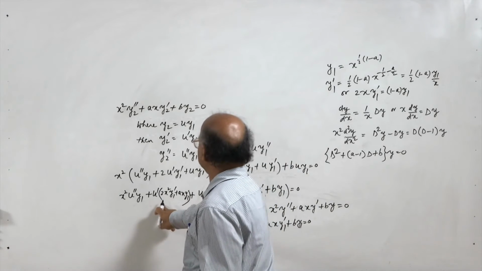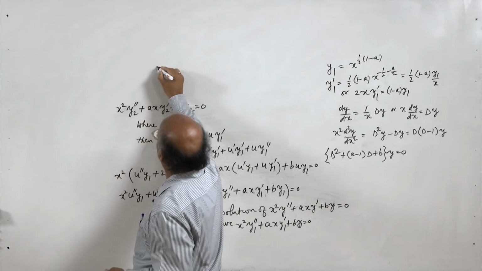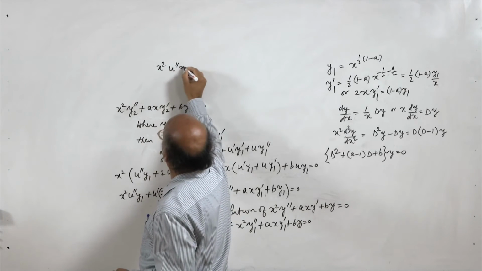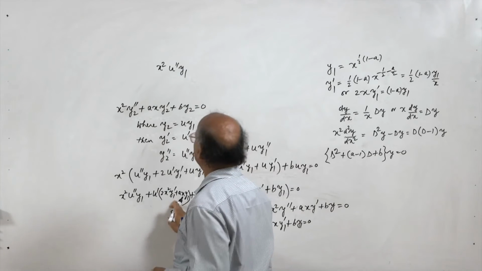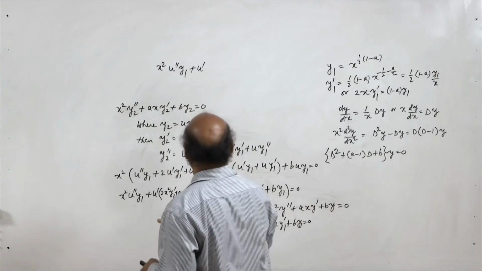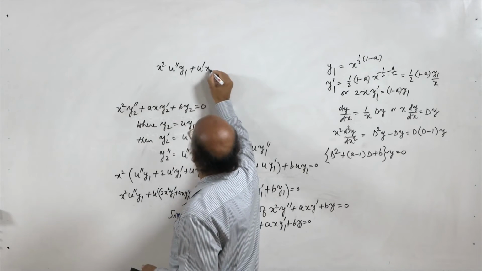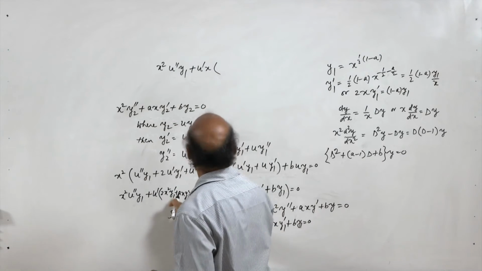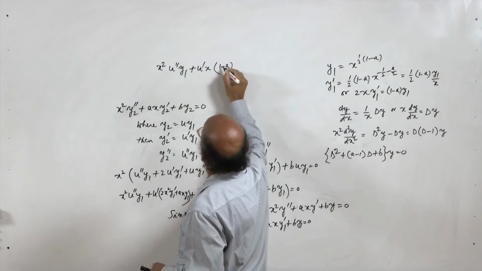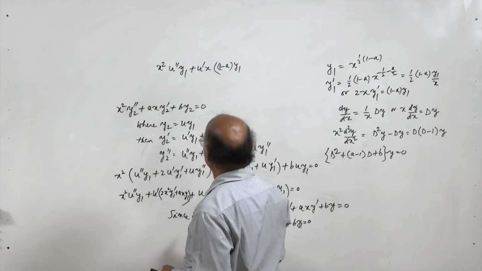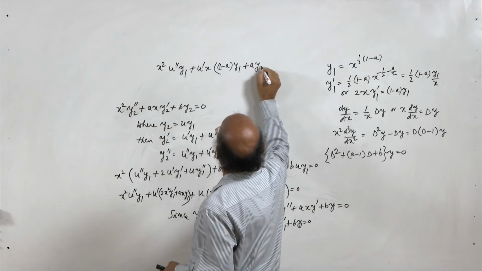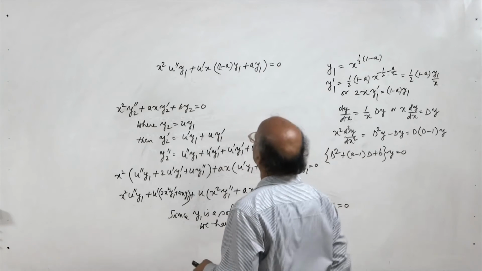Okay. So, this equation reduces to x square u double dash y1, and then u dash, let us write x outside. So, u dash x, and then 2 x y1 dash, which is 1 minus a into y1, and here we have a y1, equal to 0.